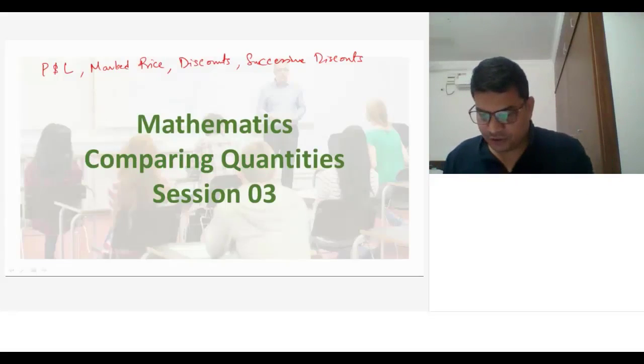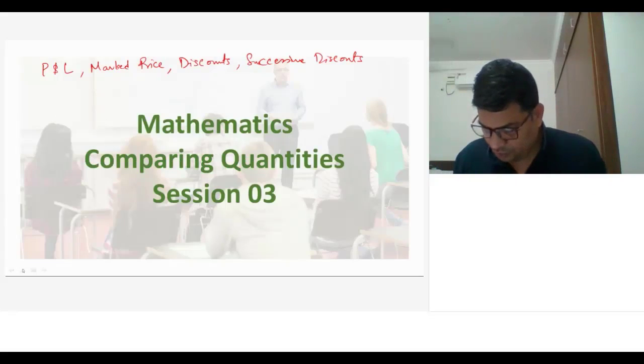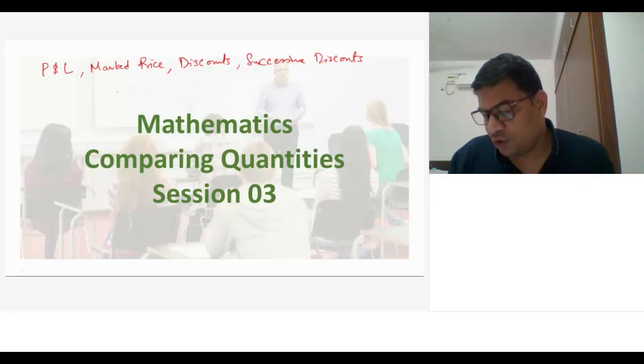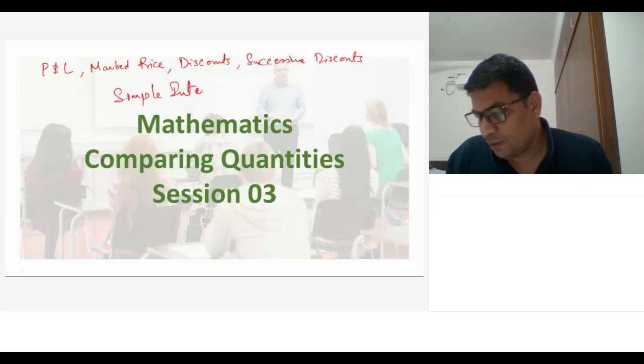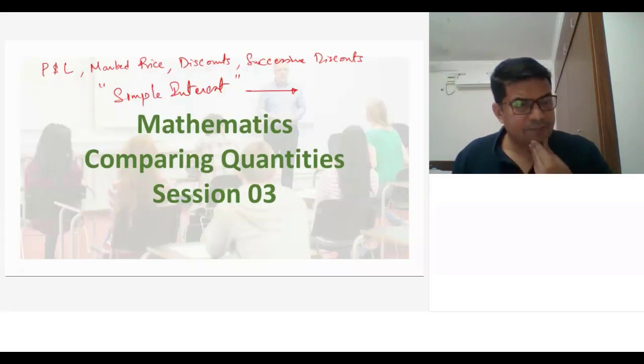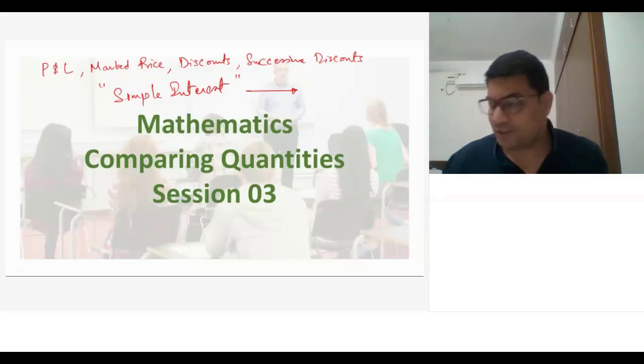We learned simple interest also, right? In our session 2, we learned everything to do with simple interest. What did we learn in simple interest? We learned, of course, a formula, but we understood how that formula works.